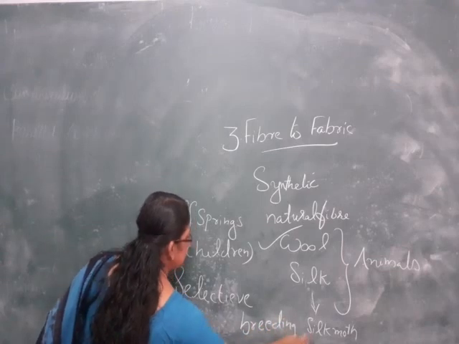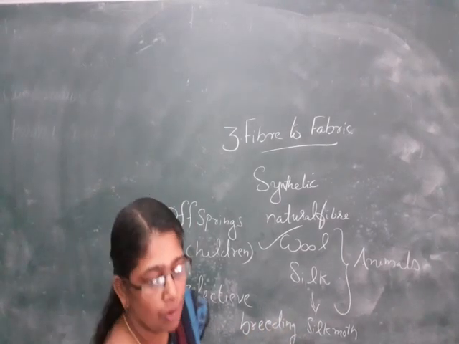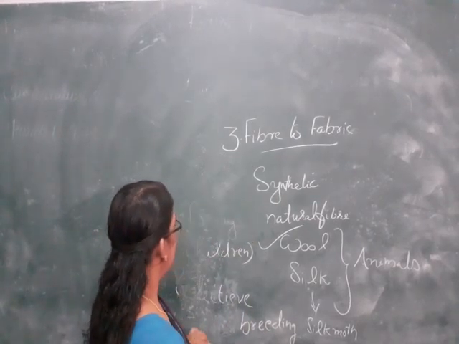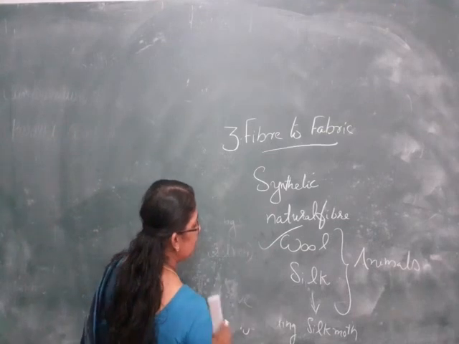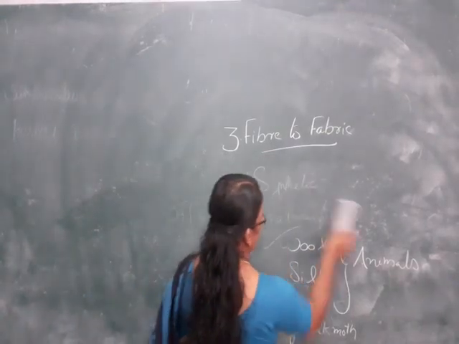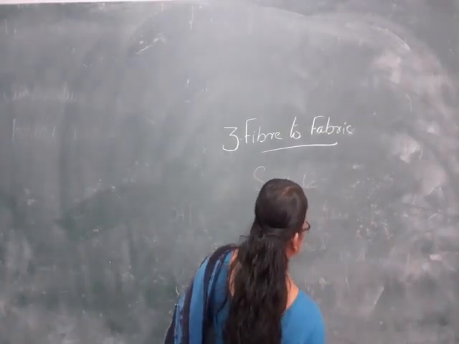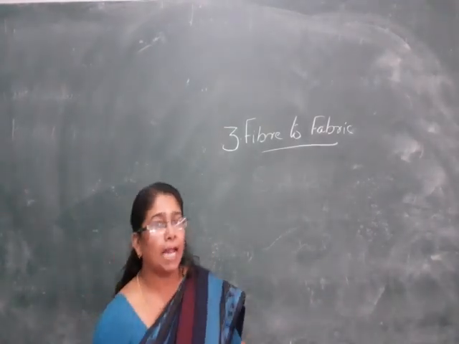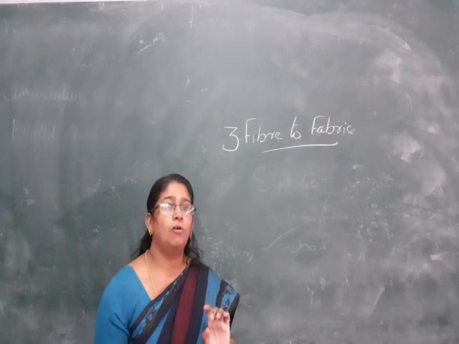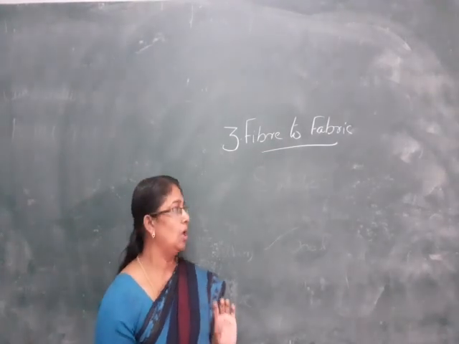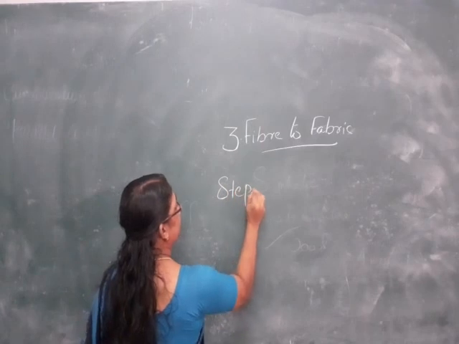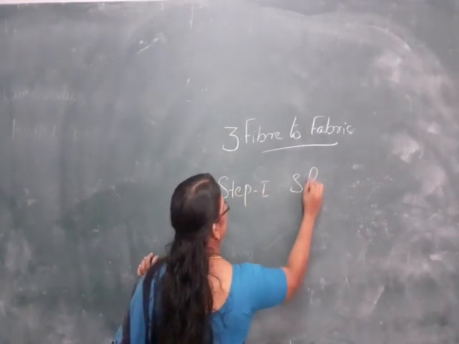Okay, that process is known as selective breeding. Next, we are going to study the different steps involved in the formation of wool. There are 6 steps involved in the formation of wool. What are they? First one, step 1, shearing.